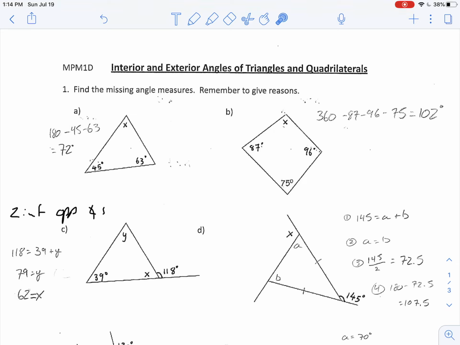So for 1a, what is the angle value of x? Well, I know that the sum of the interior angles of a triangle is 180. So I take 45, 63 away from 180. I get 72 as my x value.